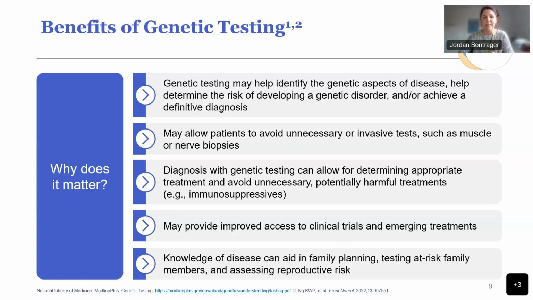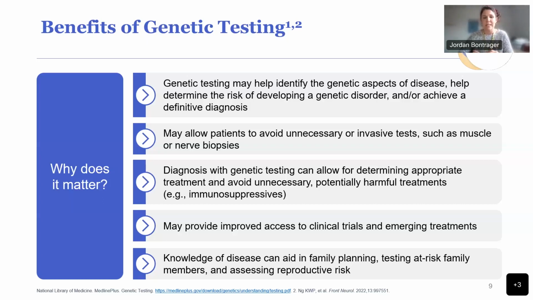Diagnosis with genetic testing can allow for determining appropriate treatment. So sometimes there are targeted therapies for these genetic diseases, or you can avoid unnecessary or potentially harmful treatments. So immunosuppressives, or in the example of mitochondrial disease, making sure that you're avoiding drugs toxic to mitochondrial function that could make things worse. It could improve access to clinical trials, emerging treatments, as well as open doors for additional services for patients through their community, school, work that might otherwise not be available without a distinct diagnosis.